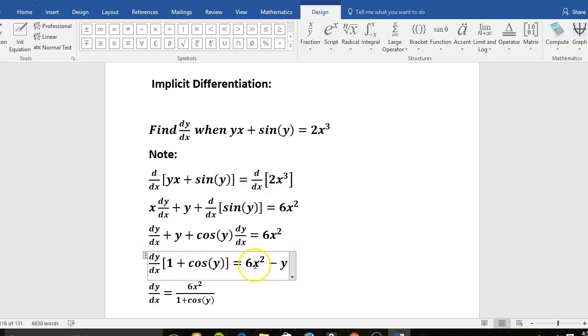And then the final step, guys, is just algebra. I divide both sides by the entity 1 plus cosine y. And that's just going to give me, I do both sides. Excuse me, oops, I forgot to insert my minus y up there. So that's going to give me dy by dx equals 6x squared minus y over what I divided by, which is 1 plus cosine y. And that's it. You can't make this any simpler.